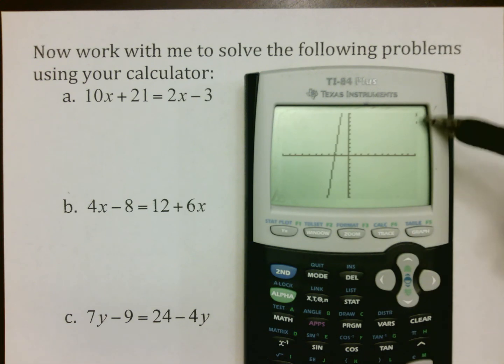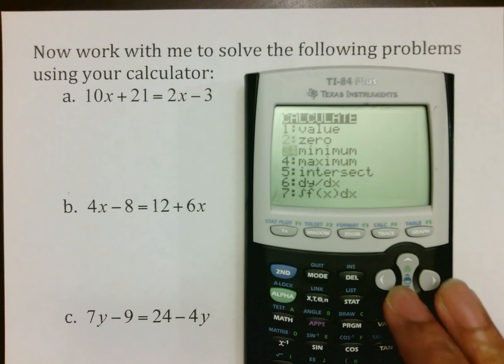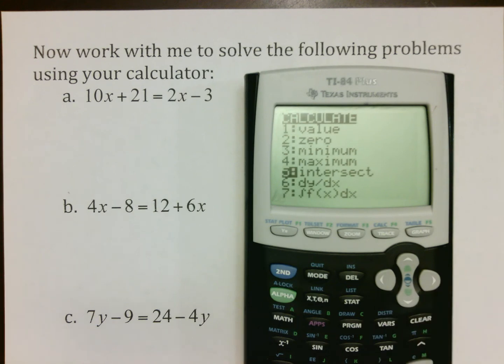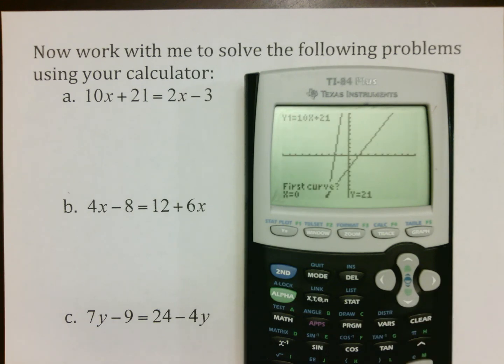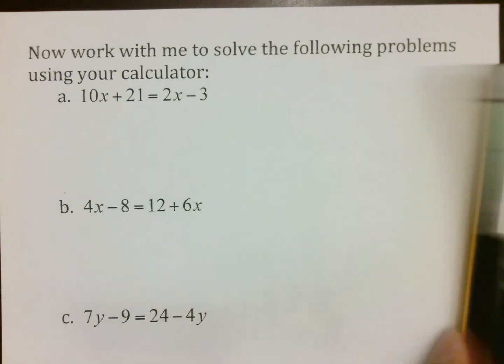Again, this is moving, which means it's doing some work. Once it stops, it means that the work is done. We have two lines. We hit second trace again to bring up that menu. We go down to intersect. We hit enter. And then from there, we just hit enter 3 times. 1, 2, 3. And we look at our answer here, which again is x equals negative 3.